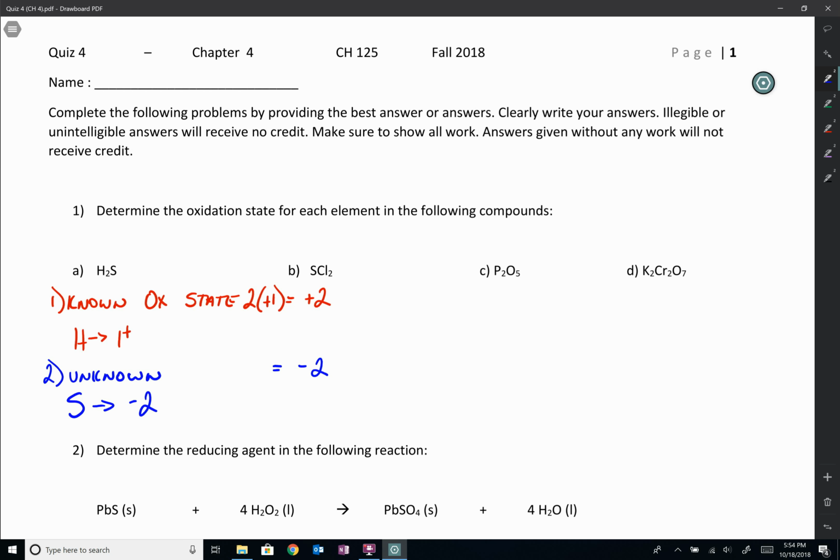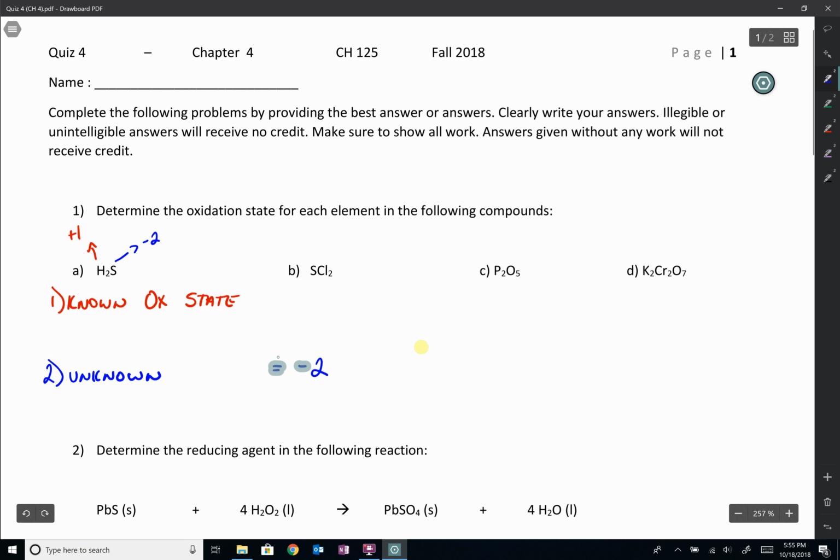In the interest of keeping things organized, I'm going to write my answers here: hydrogen plus 1, sulfur minus 2, okay? Now I'm just going to erase this stuff, and we're going to move on to problem B. Guess how we're going to solve problem B? We're going to identify our knowns, and then go to our unknowns.